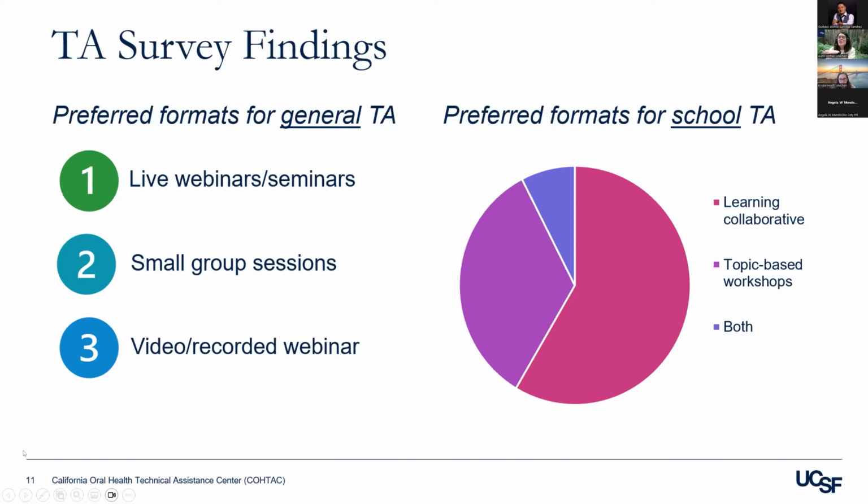We also asked you, secondly, about the school TA and how you prefer to get TA for that. Most of you said a learning collaborative was interesting, so that's what we're doing. We are being responsive to what you've said, and we're designing these school open hours under Bahar's leadership. A lot of you also just wrote in and said, I want both. So we will do our best to accommodate both ways and help get the information to you and help support you.